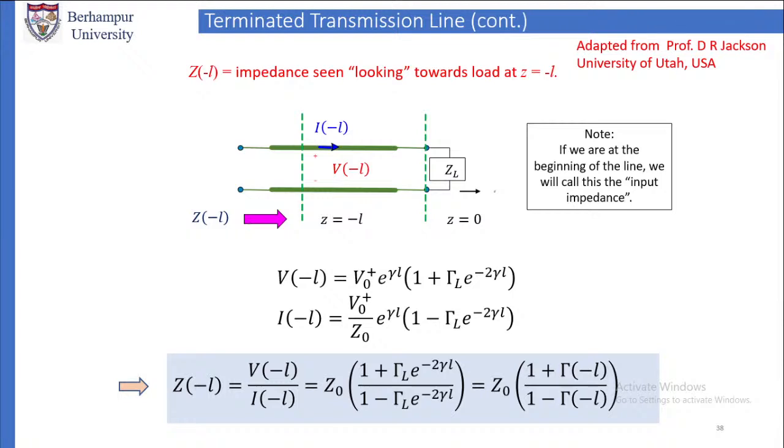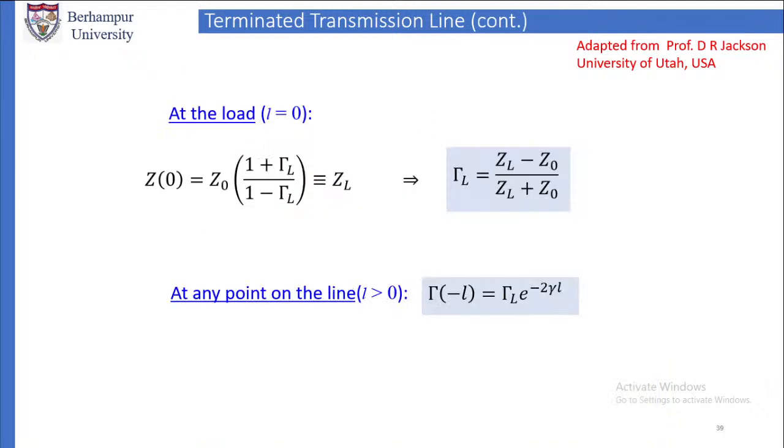Now let us try to simplify this also. When L is equal to 0, Z as a function of 0 is Z0, the characteristic impedance of the transmission line, into 1 plus gamma L by 1 minus gamma L, because once you put L equal to 0, exponential minus 2 gamma L is equal to 1. So you can write that as ZL. By definition, this is the impedance at Z equal to 0, the load impedance.